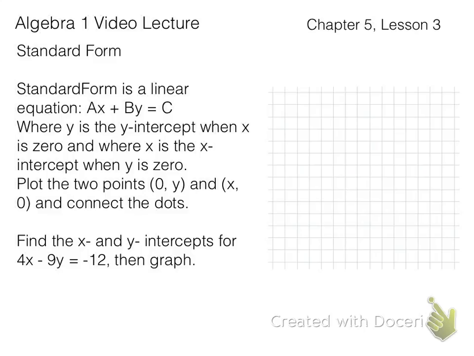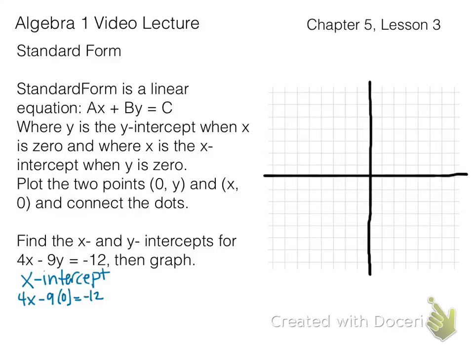So we're going to go ahead and do a quick problem, and we're going to find the y and x-intercept for 4x minus 9y equals negative 12. So the first thing we're going to do is find the x-intercept, and to find the x-intercept, we make y 0. So we replace y with 0, and then we solve for x. So we have 4x minus 9 times 0 equals negative 12. So we're going to keep solving.